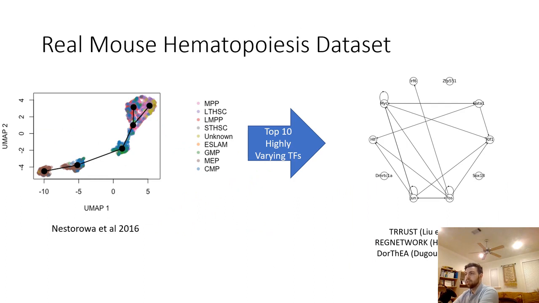Finally, we want to validate our network on real hematopoiesis data, which we've taken from a mouse hematopoiesis data set by Nestorova et al. In this case, we looked for the top 10 highly variable transcription factors in our data set and constructed a true underlying network using public data sets listed below.